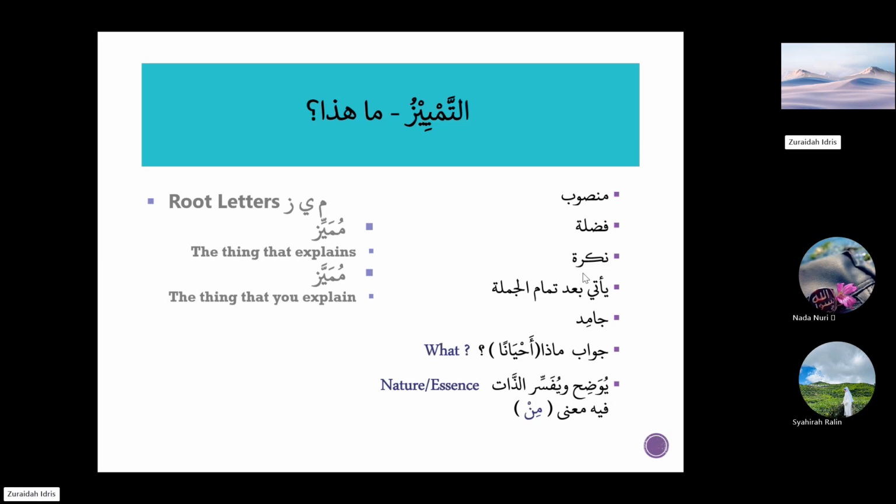And it's nakira. Nakira, you know, it's common, indefinite, not ma'rifah. Yes, it's an isim that is not known. And I said here, ya'ati ba'di tamamil jumlati, so it comes after a complete sentence. This is why we can drop it, because the sentence is complete. And it's jamid. Most of the time it's jamid. What do we mean by that? It's not derived from a verb. This noun stands by itself. It's not derived from a verb.